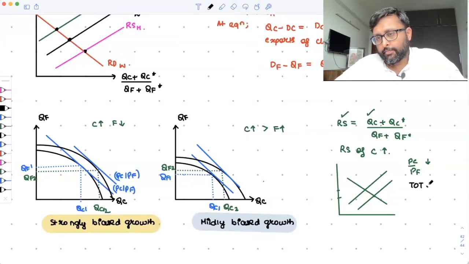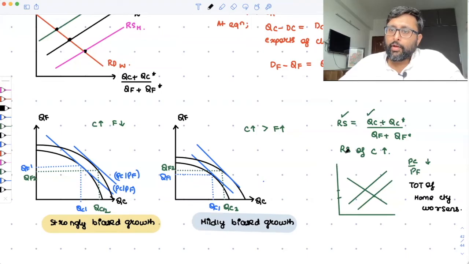Terms of trade of home country worsens. And what has happened is that the terms of trade in the home country have worsened because of this increase in economic growth, which is strongly biased or mildly biased. One thing, they can also be exposed.